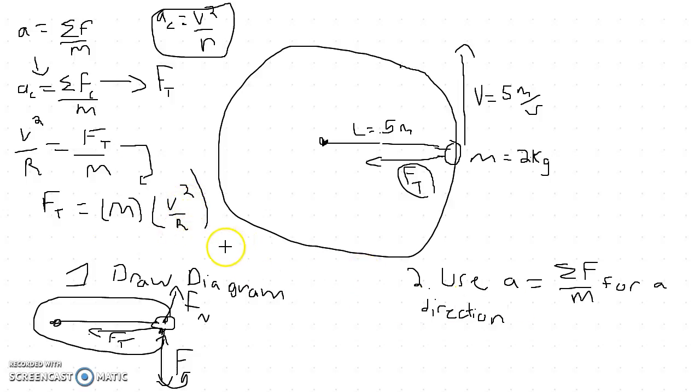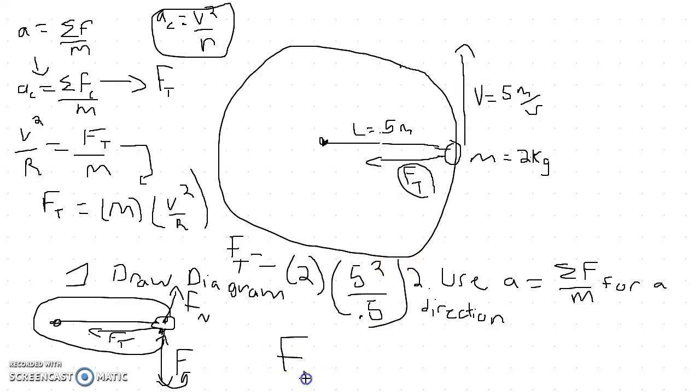So then we're going to plug in the numbers that are given. So F_T equals mass, which is 2, times v, which is 5 squared, over r, which is 0.5. Alright, and your answer will be 100 newtons. And that's pretty much it.